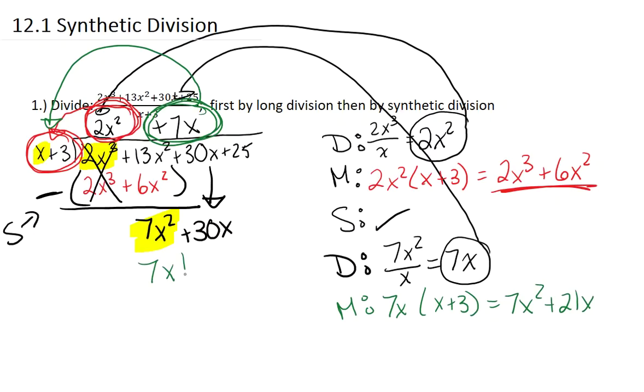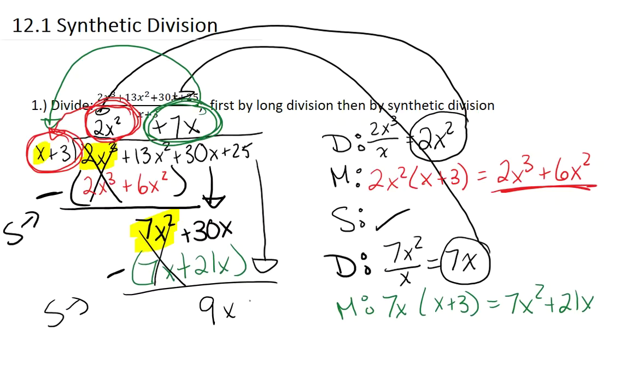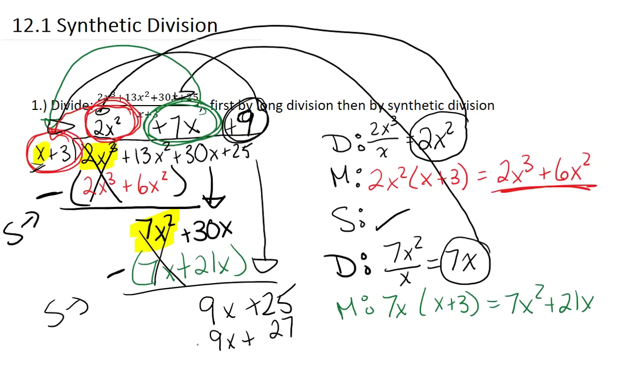And we get 7x squared plus 21x. And I just keep repeating the process. The 7x squared's cancel out, and I'd have 9x. Drop down the 25. I'm going to start over. 9x divided by x is 9. So I put that 9 up there. 9 times x plus 3 is 9x plus 27. And then finally, I'd subtract. And I get negative 2.